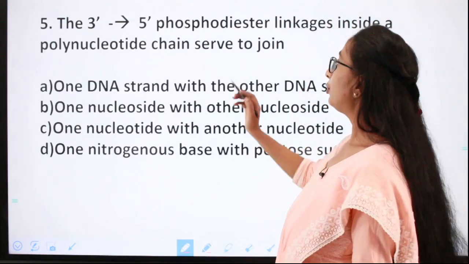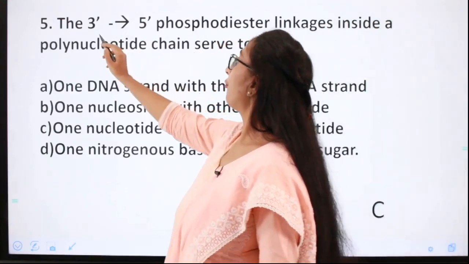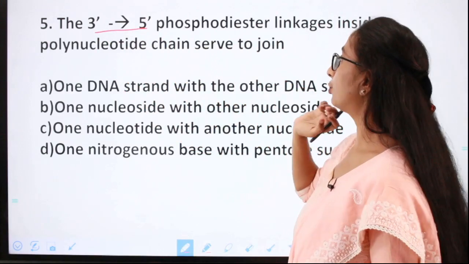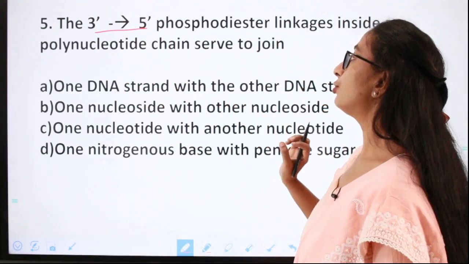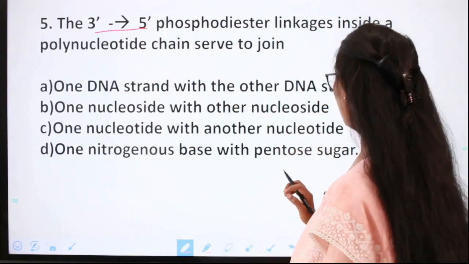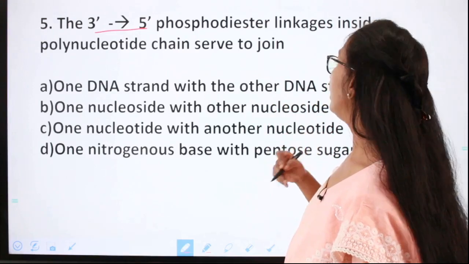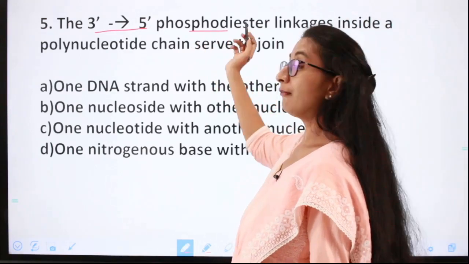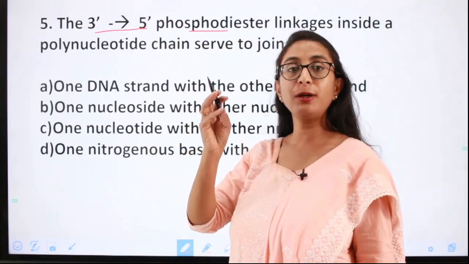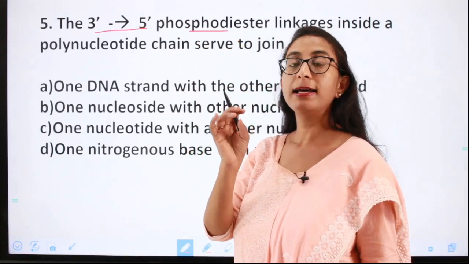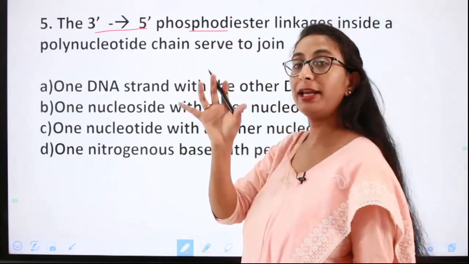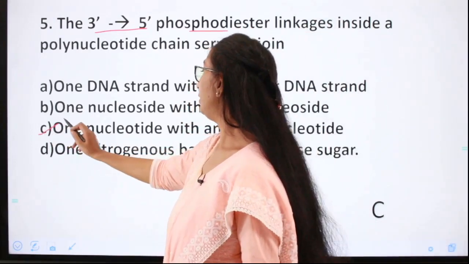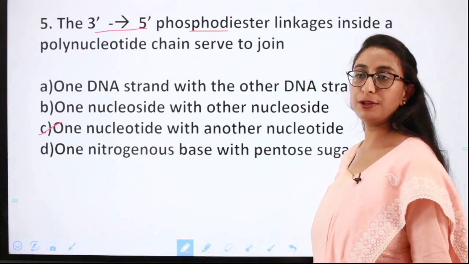The 3' to 5' phosphodiester linkages inside a polynucleotide chain serve to join one nucleotide with another nucleotide. So phosphodiester bond. We have already discussed what is a glycosidic bond and what is a phosphodiester bond. So it is a phosphodiester bond which links two nucleotides. Therefore, the right answer is one nucleotide with another nucleotide.